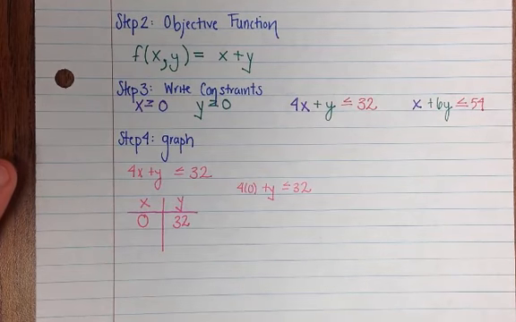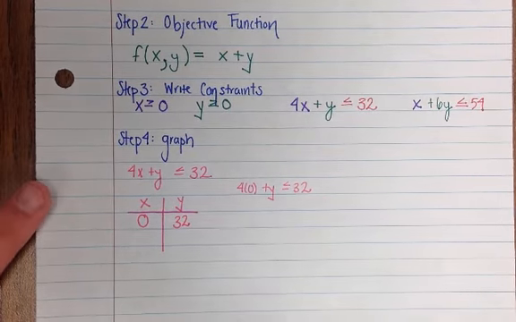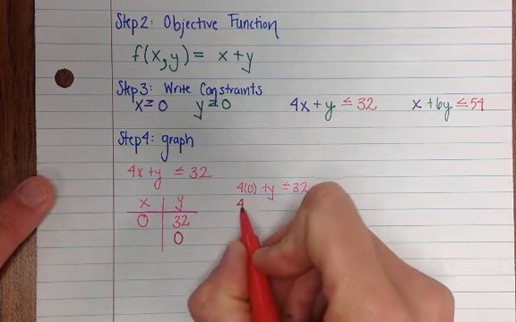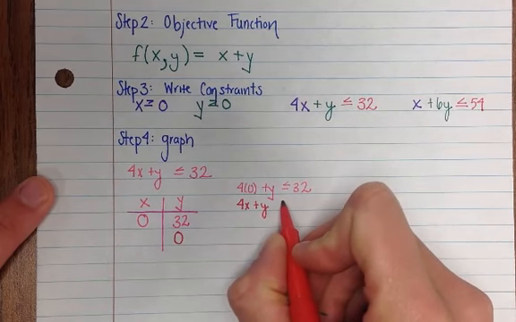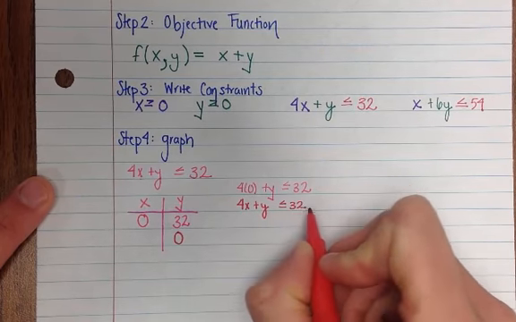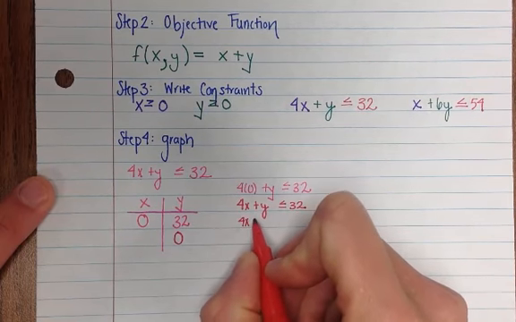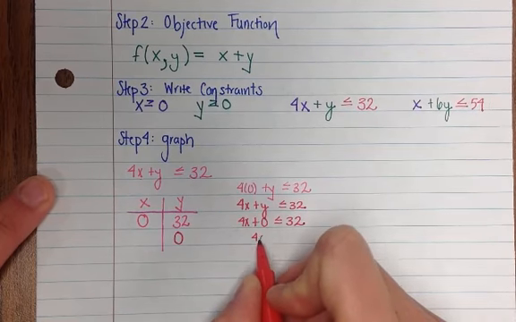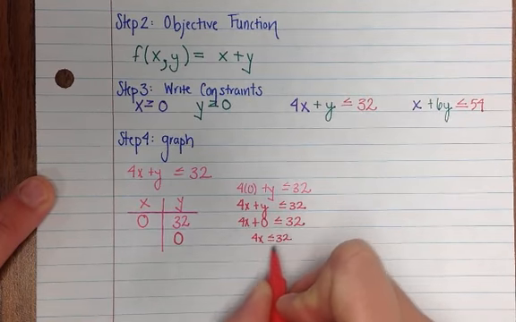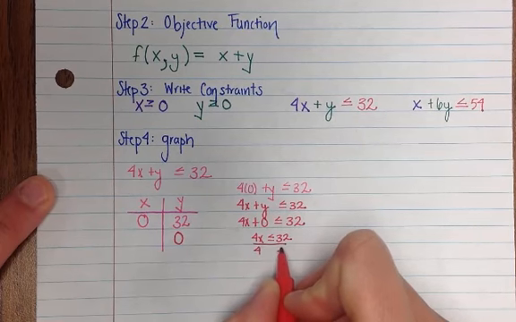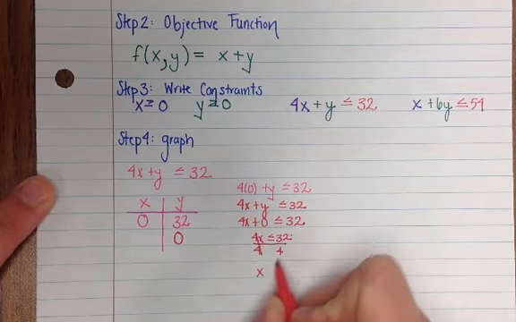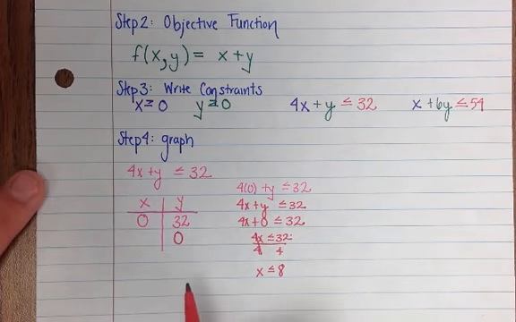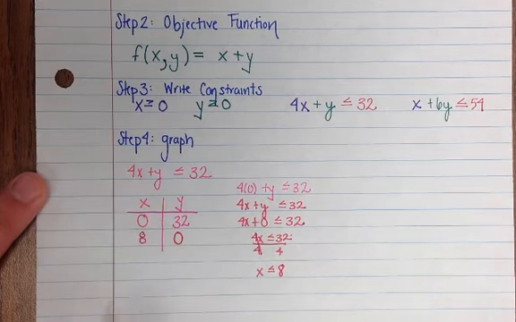The next thing I can look at is the x-intercept. So the x-intercepts occur when y is equal to 0. So if I put a 0 in for y, I have 4x plus 0 is less than or equal to 32, so 4x is less than or equal to 32. Then divide both sides by 4, and 32 divided by 4 goes in 8 times. So when y is 0, x is equal to 8.